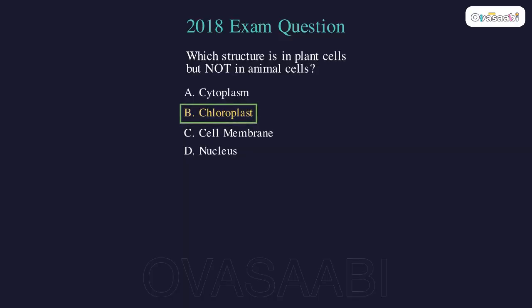Which structure is in plant cells but not animal cells? The answer is chloroplasts. Both cell types have cytoplasm, a membrane, and a nucleus, but only plant cells have chloroplasts for photosynthesis.